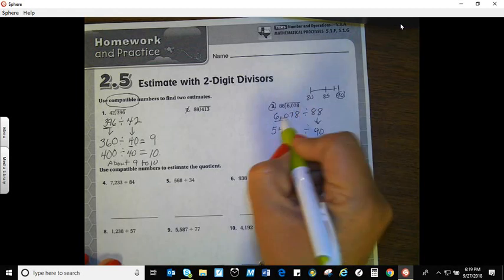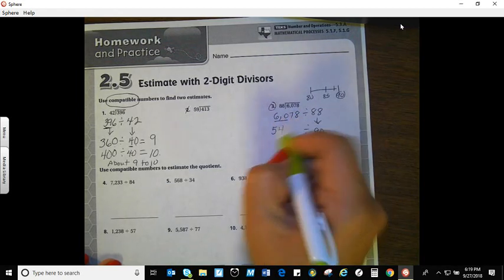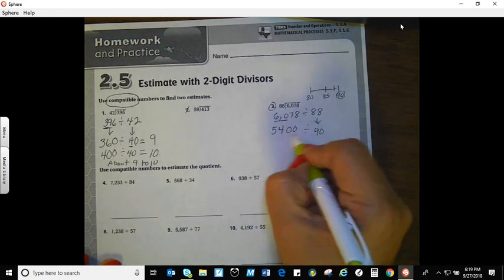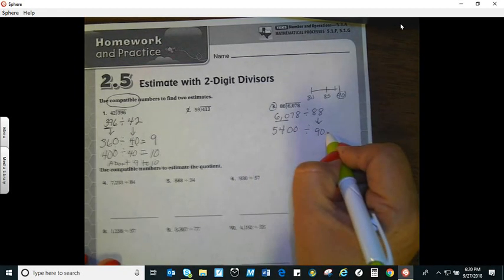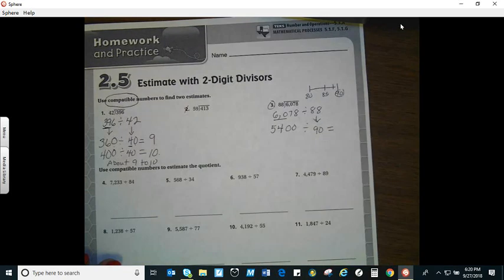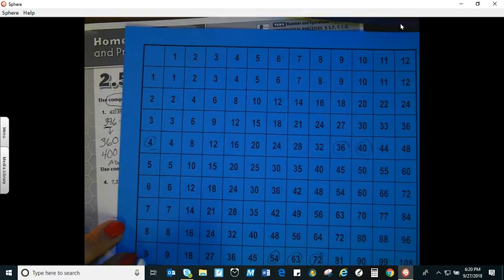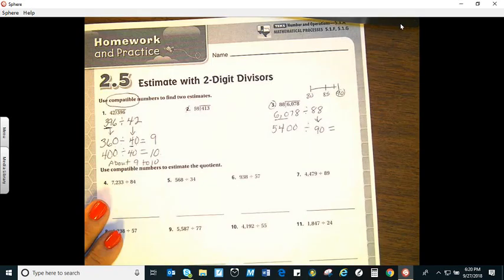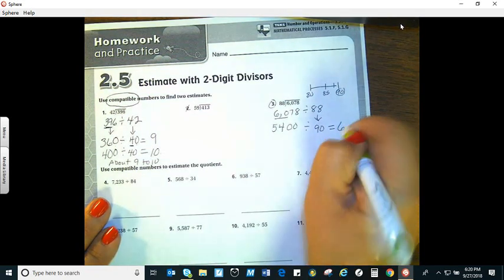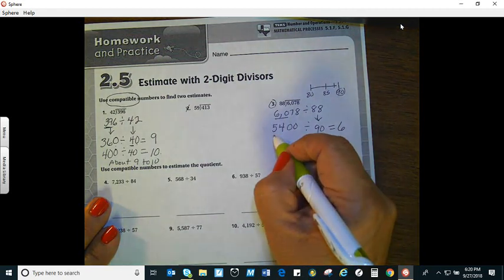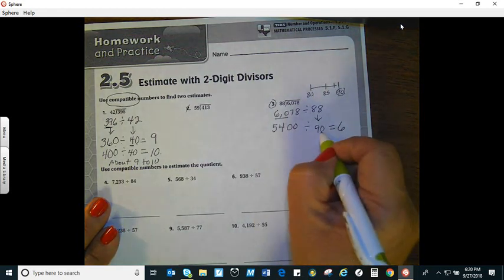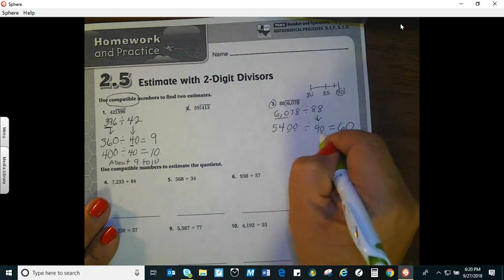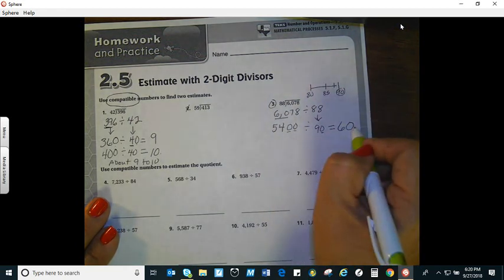How many digits do we have here? I have 4, so I need to add 2 zeros following after. And so now I have 5,400 divided by 90. Again, I said that 9 goes into 54 6 times. So if 9 times 6 is 54, how many zeros would I need? I need to have one more here because I only have one there. So my answer is 60.